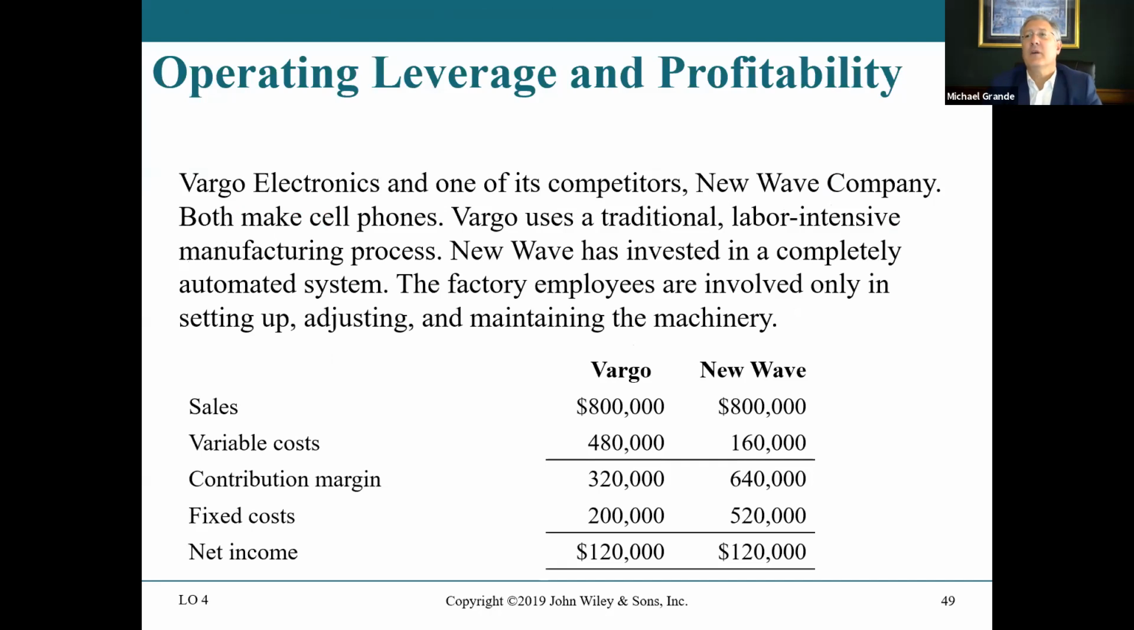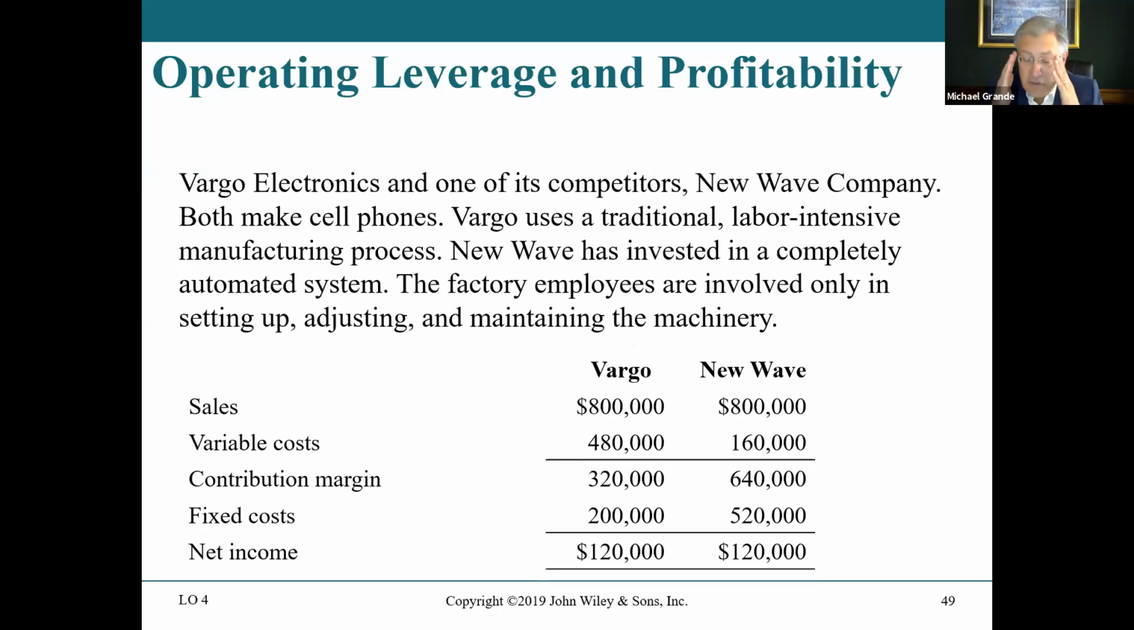Vargo Electronics and one of its competitors, New Wave Company, both make cell phones. Vargo uses traditional labor-intensive manufacturing process. New Wave has invested in a completely automated system. The company employees are involved only in setting up and adjusting, maintaining the machinery.